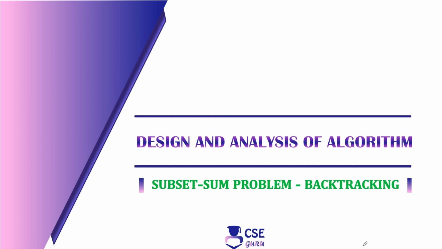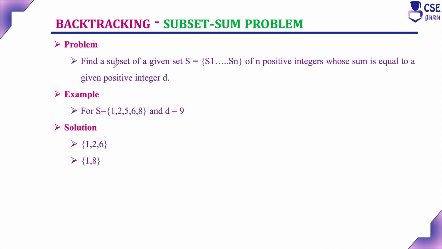Now we are discussing the backtracking technique, and the first problem, the N-Queens problem, we have already discussed. This is the second problem using the backtracking technique, that is the subset sum problem. The problem is to find a subset of a given set. S is equal to S1, S2, S3 up to Sn, n positive integers will be given, whose sum is equal to a given positive integer d.